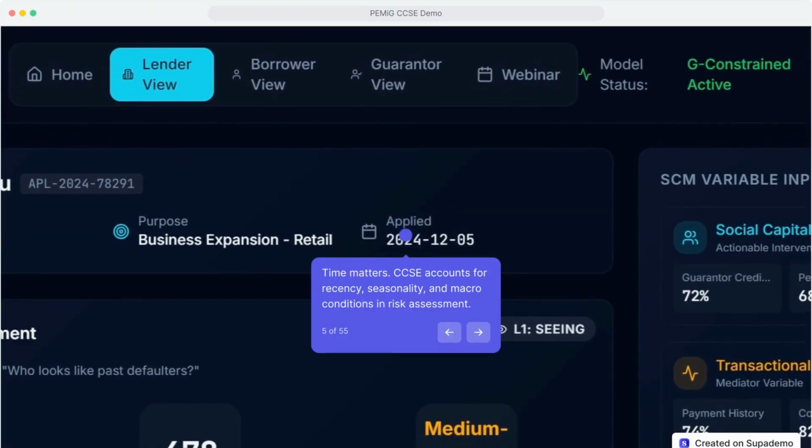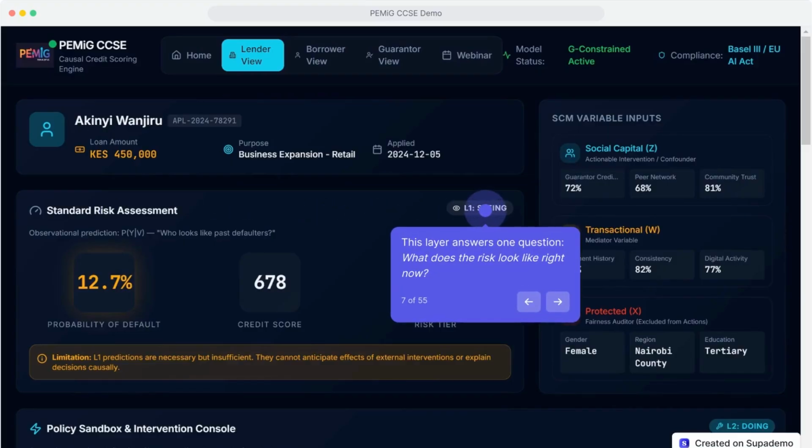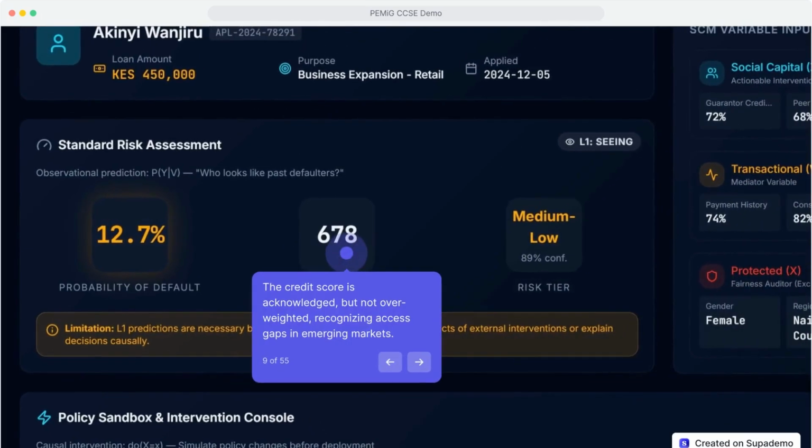Here, you'll see the borrower's loan amount, KES 450,000, and their loan purpose, which in this case is business expansion and retail. Why does this matter? Because every borrower and every loan purpose comes with its own set of risks and opportunities. And PEMiG tailors risk assessments based on this data.